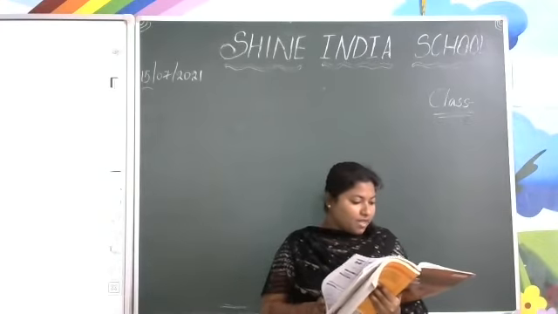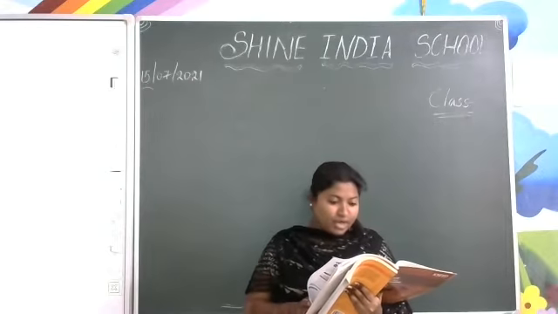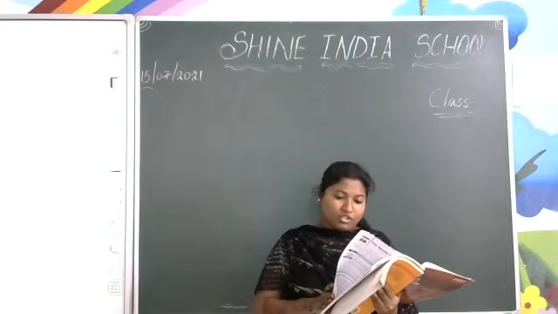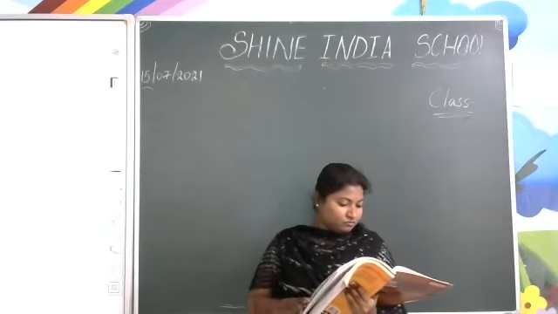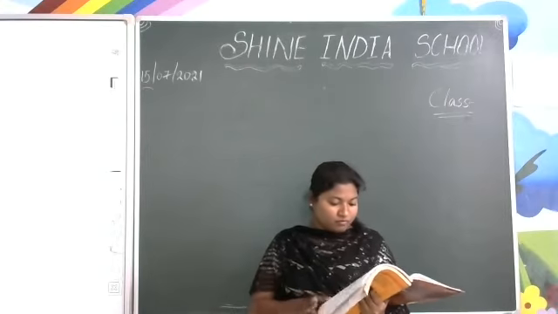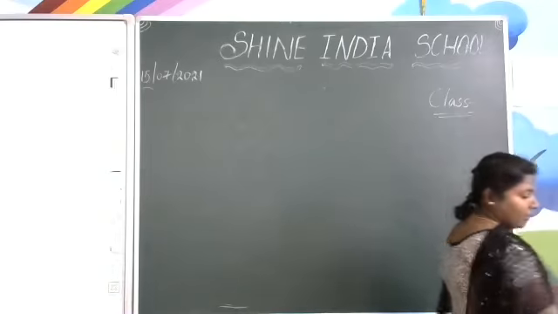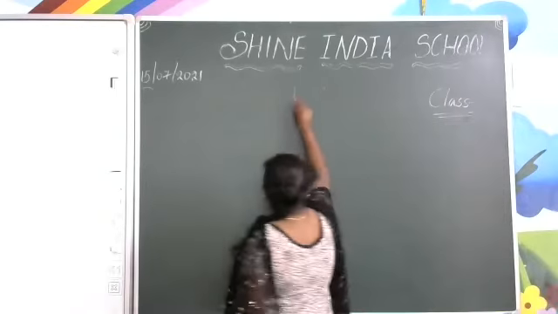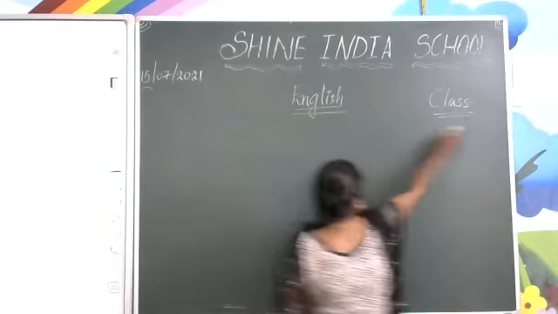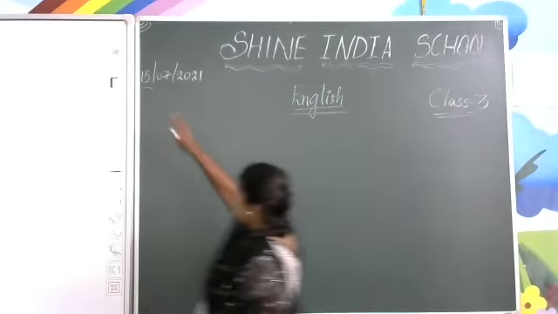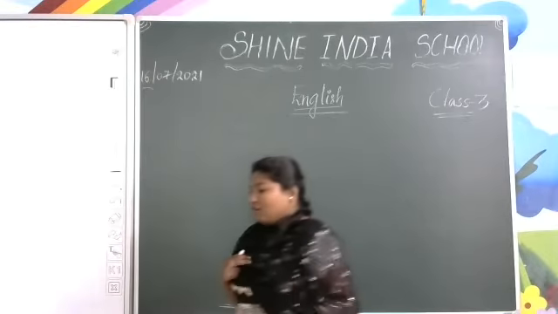Today we will discuss how to write a paragraph. So as you all know, this is English class. You are all children of class 3. What is today's date? 16. Okay, children.